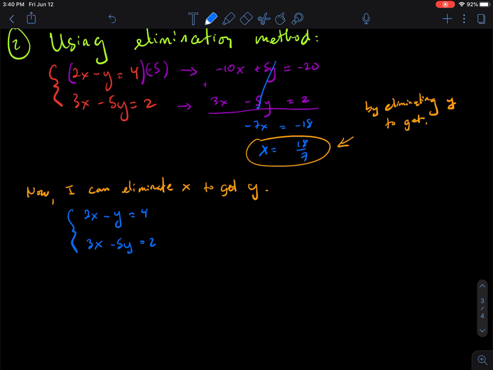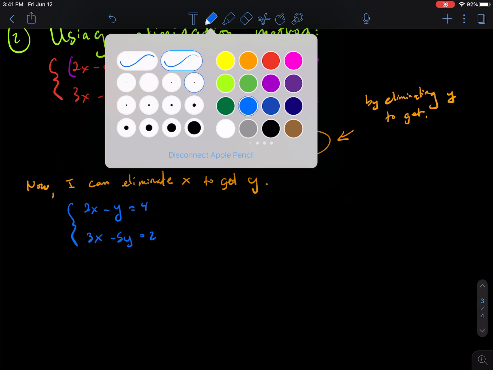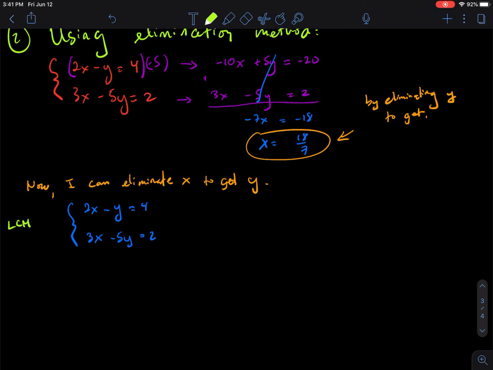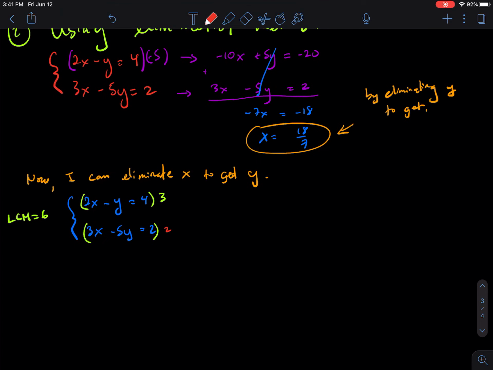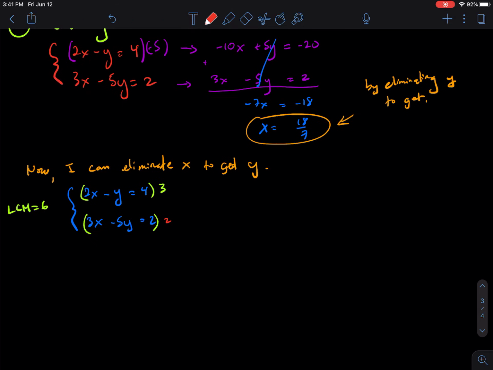To eliminate x, we have 2x and 3x. If we add them right now, they don't cancel each other out. So how do I turn each of these x terms so that when I add them, they cancel out? We use the LCM of 2 and 3. The LCM is going to be 6. To get 6, I need to multiply the first by 3, and the second by 2. But remember, we want these to cancel out, so one of them has to be a negative 6x. I'm going to choose the first one to be negative 6x by including a negative there.